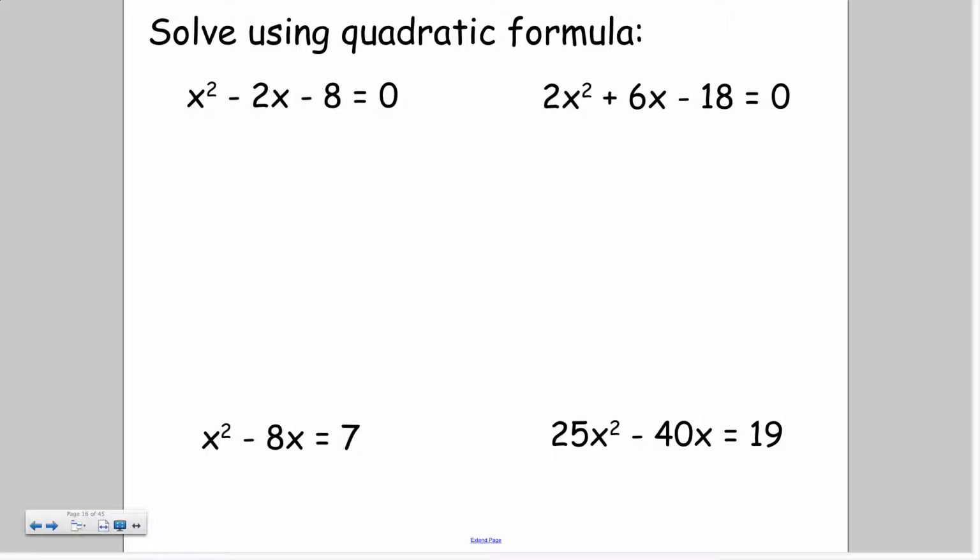So I'm going to do the first one with you. I'm going to talk you through the way to do it longhand. You need to know how to do that just because of the fact that when we get to the imaginary numbers, you will be good with this. So practice this longhand, all right?